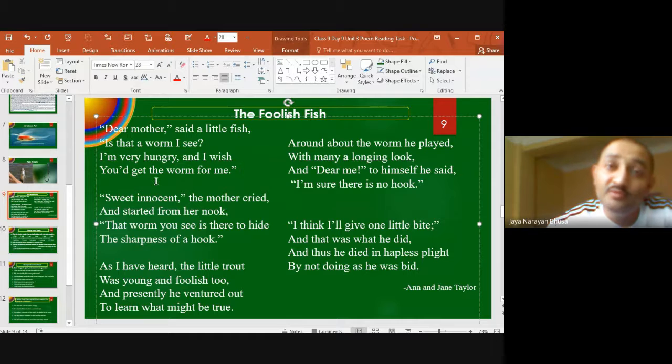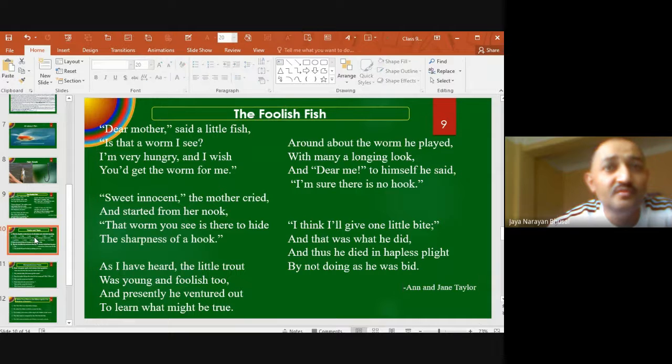Number one, we have to be obedient. Number two, we have to observe the situation carefully. Number three, we should not take immediate decisions. Number four, there are traps everywhere in society. We have to be alert at all times.